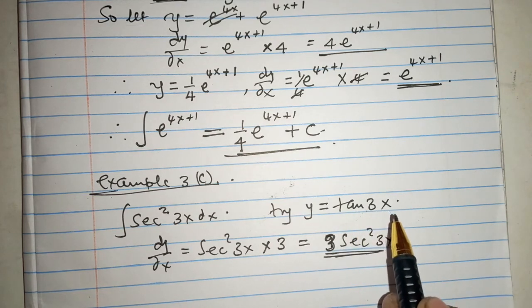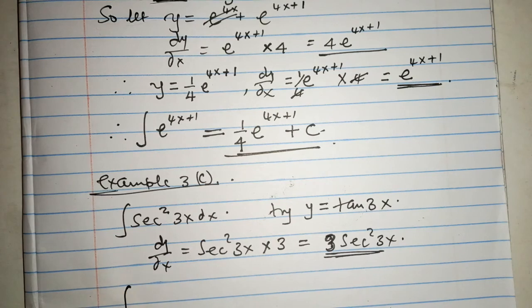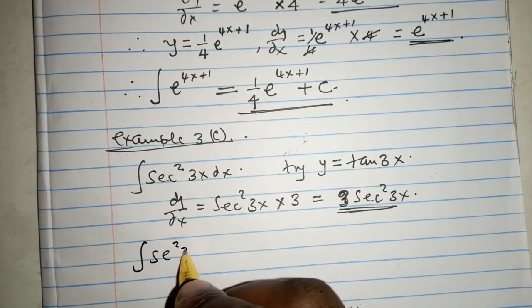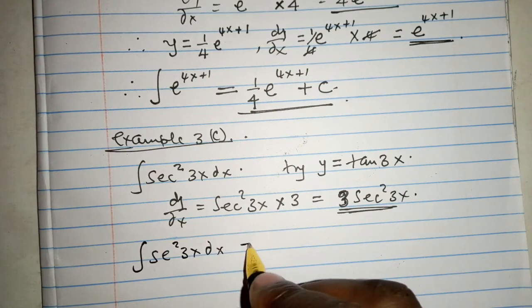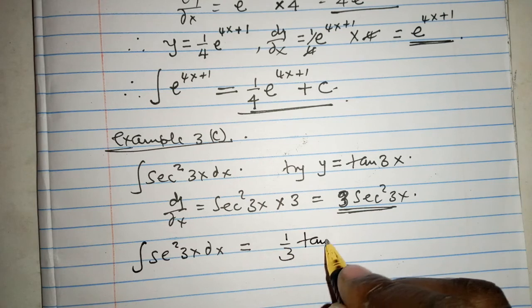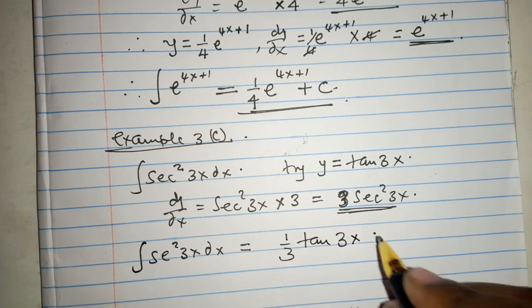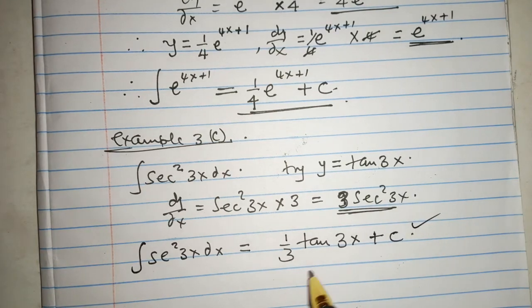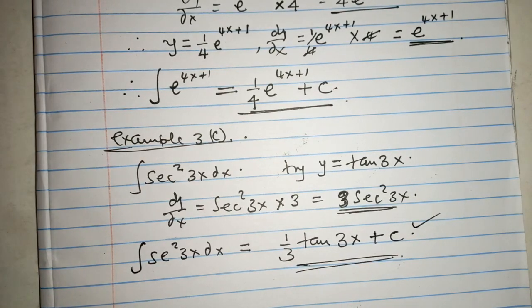This makes us believe that the integral of sec squared 3x with respect to x is going to be a third tan 3x, of course, plus a constant c. And that is just like it. Please repeat these videos and watch them several times. You will understand. That is the end of example 3.